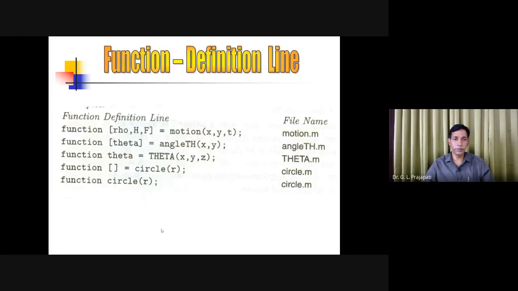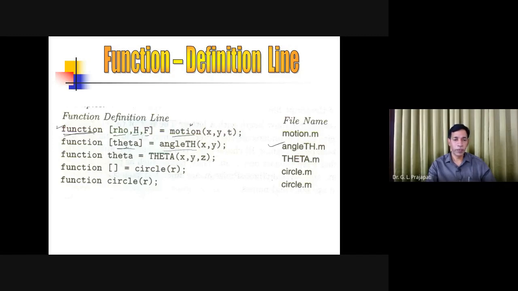Okay. Like this, you have to begin with the function. This is a fixed keyword, and these are the three variable names you have, and this is the name of the function. And how can you save this function? By using motion.m, because the name of the function is motion, so your script file will be motion.m. Whenever you have only a single function with a single output, so only one variable theta, and this is the name of the function, you have to save the file by the name angle th.m.